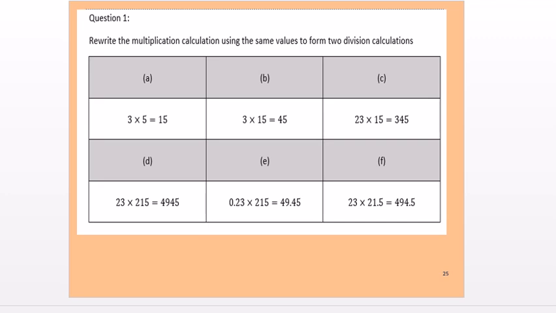And similar to the last examples we did, this question is asking you to rewrite the multiplication calculation using the same values to form two division calculations. So looking at question A, 3 times 5 equals 15. Rewrite that using division in two different ways. Complete these 6 questions. Pause the video for 10 minutes, complete these 6.